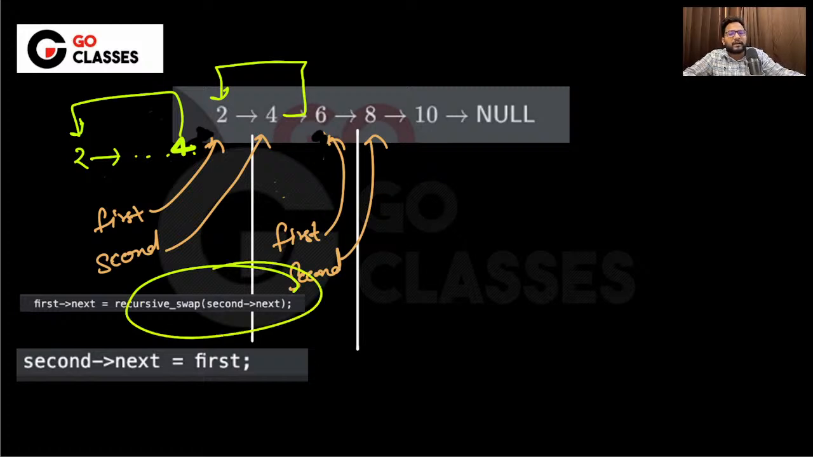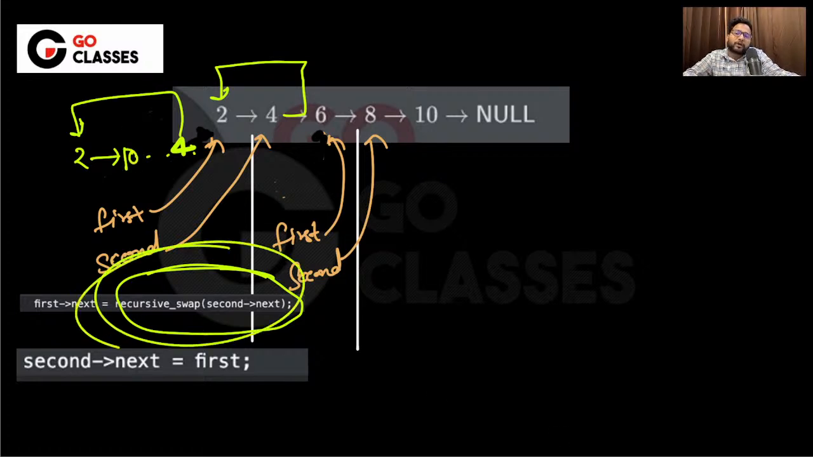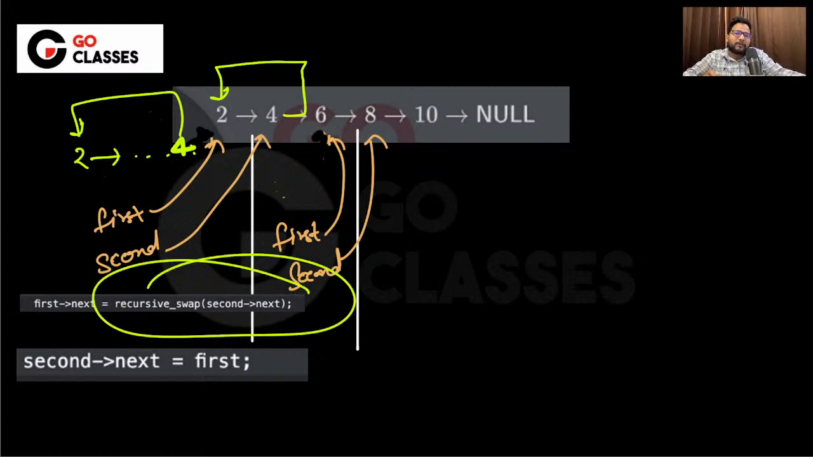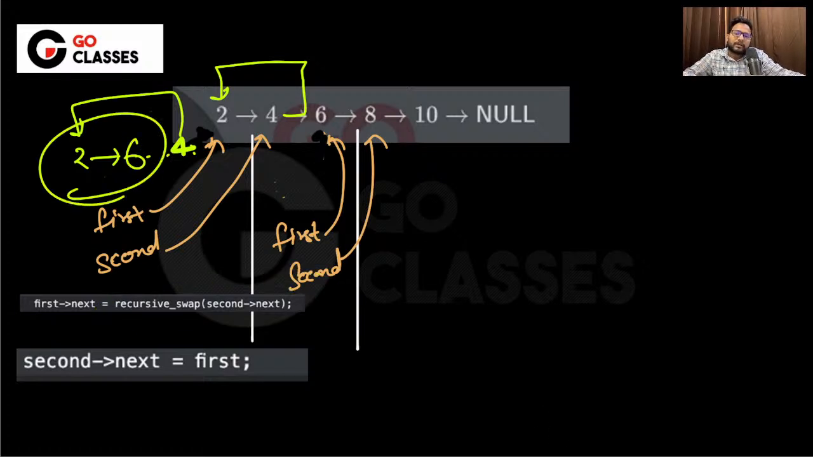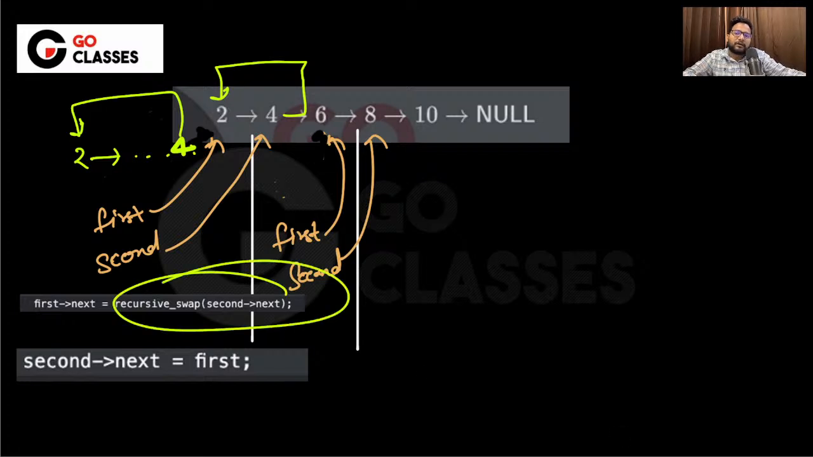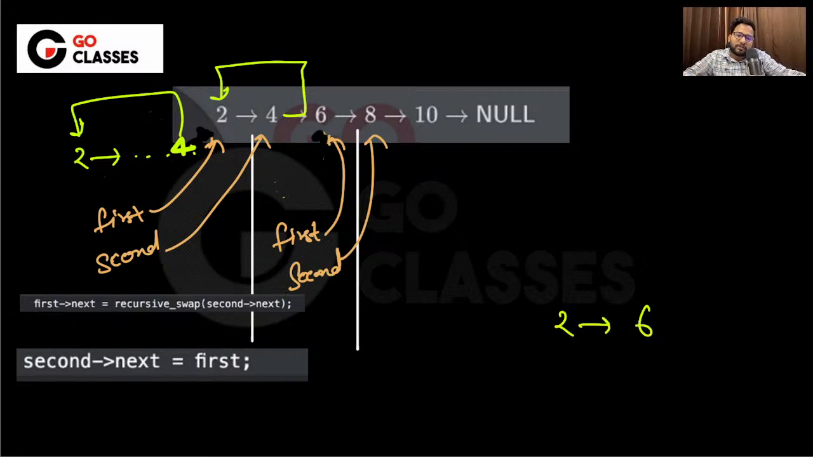Let's suppose this is returning a pointer to 8, or this is returning a pointer to 10. Then 2 will start pointing to 10. If this is returning a pointer to 8, then 2 will start pointing to 8. Right? Let's suppose in this recursive call, whatever I do, I'm just returning a pointer to 6. Then 2 will start pointing to 6. If I'm returning 6 from this, then 2 will start pointing to 6, 4 will start pointing to 2.